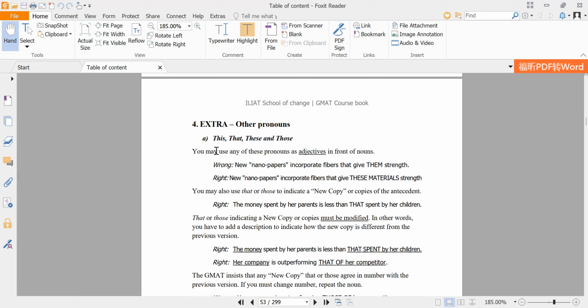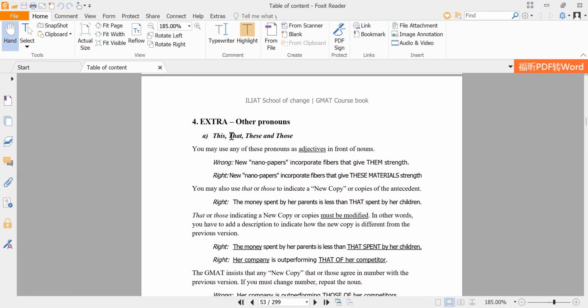And the first rule is that you can use these pronouns as adjectives in front of nouns. In other words, these four pronouns must be followed by nouns. They cannot stand by themselves. So what does it mean? Okay, so for example, new nanopapers incorporate fibers that give these materials strength. All right, so you have the noun materials following the pronoun these here. So this is a correct sentence.